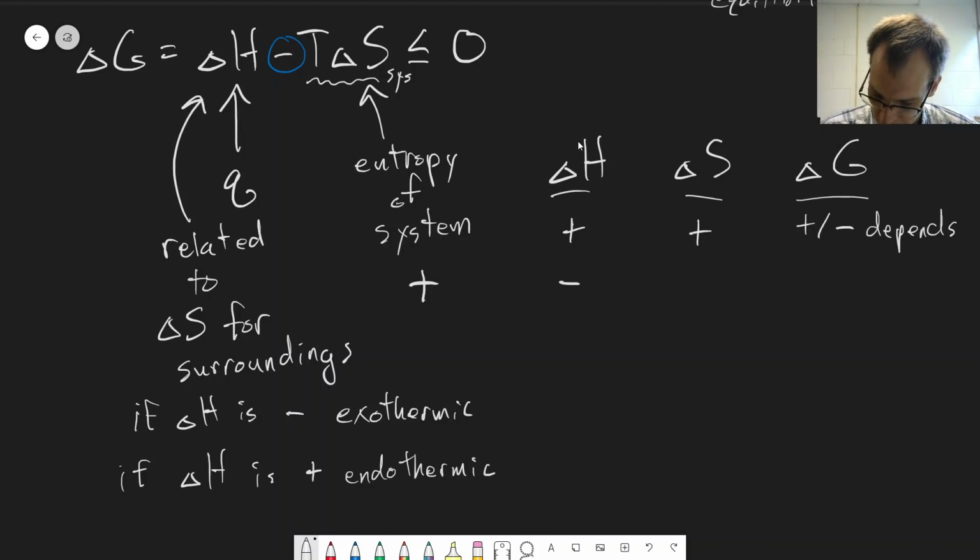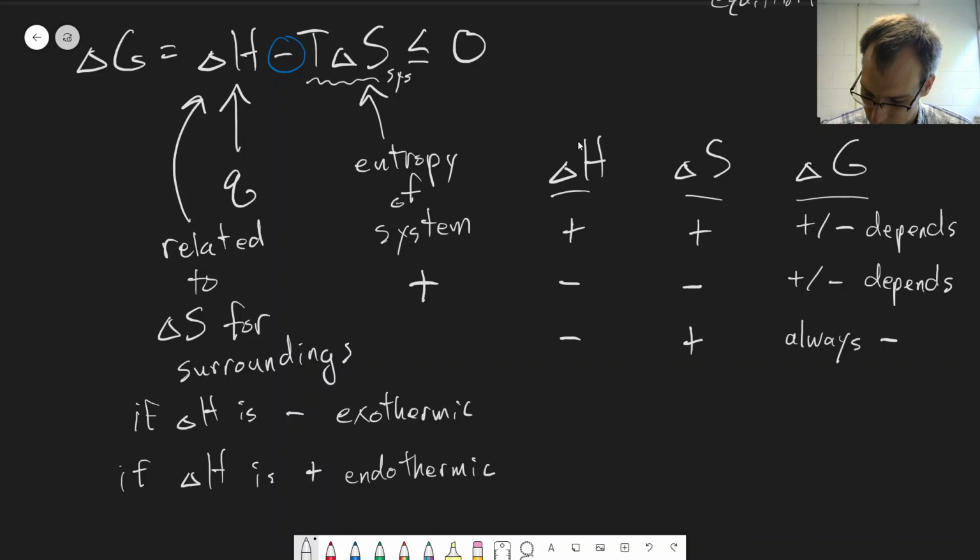What about if we have both negative? Negative delta S, negative delta H. We'll get the same thing. That'll depend. Here, the negative delta H would tend to lead to a spontaneous process, but the negative delta S would tend to not lead to a spontaneous process. So there's going to be a balance here. All right, what about if we have a negative delta H and positive delta S? Well, delta G will always be negative then.